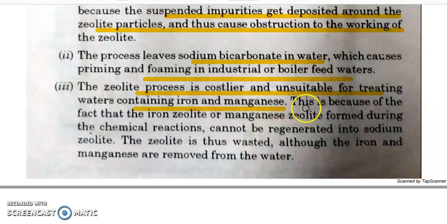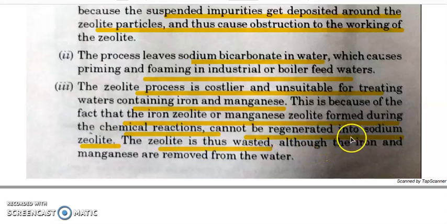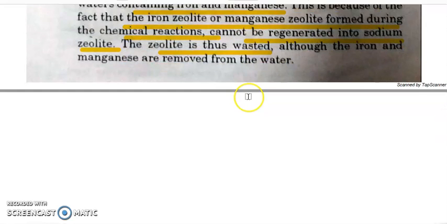What is the problem with iron and manganese is, iron zeolite and manganese zeolite are produced when you are using it for the removal of iron and manganese, right? Like the earlier calcium zeolite and magnesium zeolite, here iron zeolite and manganese zeolite are produced. Now, unlike the calcium and magnesium zeolite, which can be regenerated by passing sodium chloride, here you cannot regenerate, right? Iron zeolite and manganese zeolite formed during the exchange process cannot be regenerated into sodium zeolite by passing sodium chloride through it. Therefore, the zeolite is completely wasted. Even though it helps in the removal of iron and manganese, you have to throw away the zeolite after every cycle. When all the zeolite gets converted into iron and manganese zeolite, you have to throw it away and use a fresh one. So that is why it becomes very costly for treating water containing iron and manganese, right?